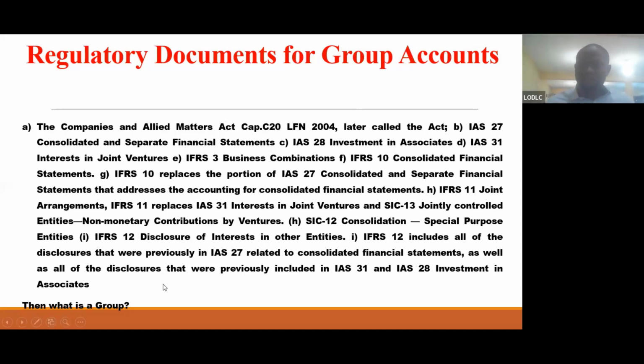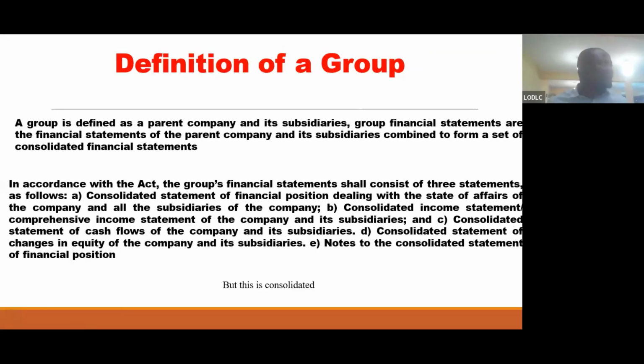Then the next question is, what is a group? A group is defined as a parent and its subsidiaries. A group is defined as what? A parent and its subsidiaries. That can be likened to parents and what? The children. Do you understand? So if we want to present something, the parent can present it as if the parent and the children are one. That's what we mean.